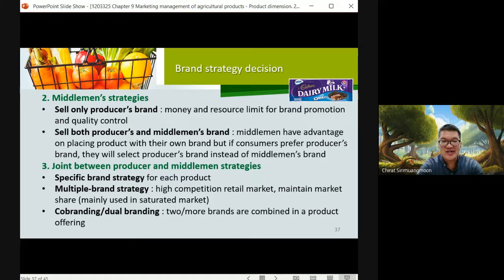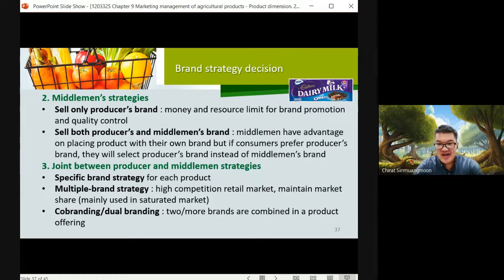And the last one, joint between producer and middlemen. What happens for now is a lot of specific brand strategies for each product. That is pretty clear that you can focus on each brand specifically. Multiple brand strategy happens specifically in a saturated market.